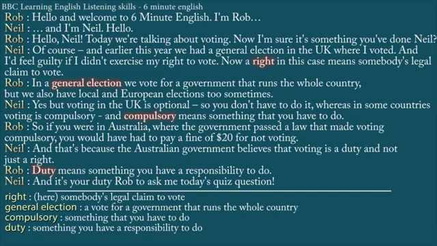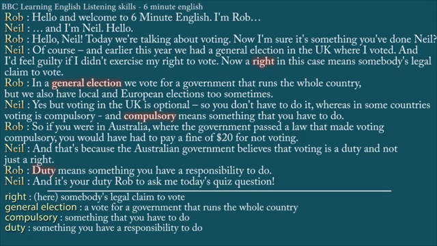Today we're talking about voting. Now, I'm sure it's something you've done, Neil. Of course. And earlier this year, we had a general election in the UK where I voted. And I'd feel guilty if I didn't exercise my right to vote. Now, a right in this case means somebody's legal claim to vote. In a general election, we vote for a government that runs the whole country, but we also have local and European elections too sometimes.